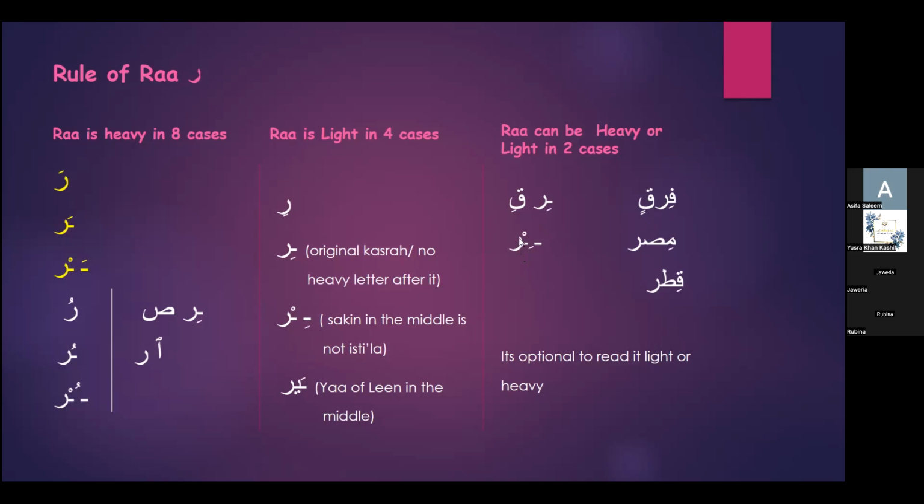Now we have the ra sakina preceded by a heavy letter, but that heavy letter is also sakin, and that letter is preceded by a letter with a kasra. You have the 2 options because here in the word you can see the ra sakina has a sakin heavy letter before it, and that heavy letter has a kasra before it. Now because of the kasra, although there is a heavy letter before ra sakina, this will give you 2 options, either to read the ra sakina with the heaviness or with the light sound.